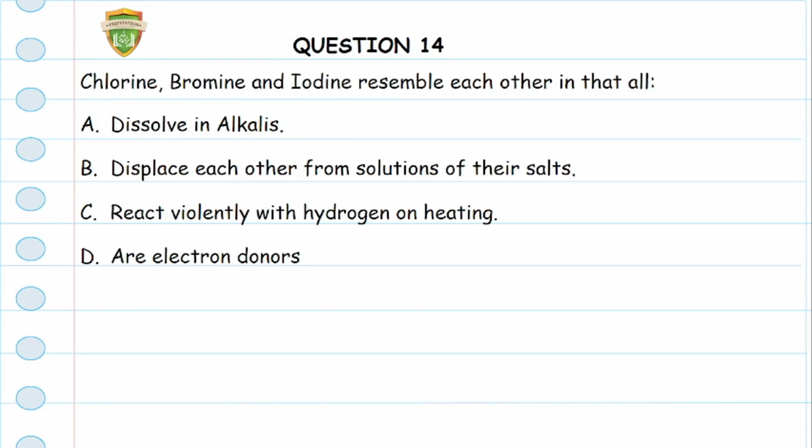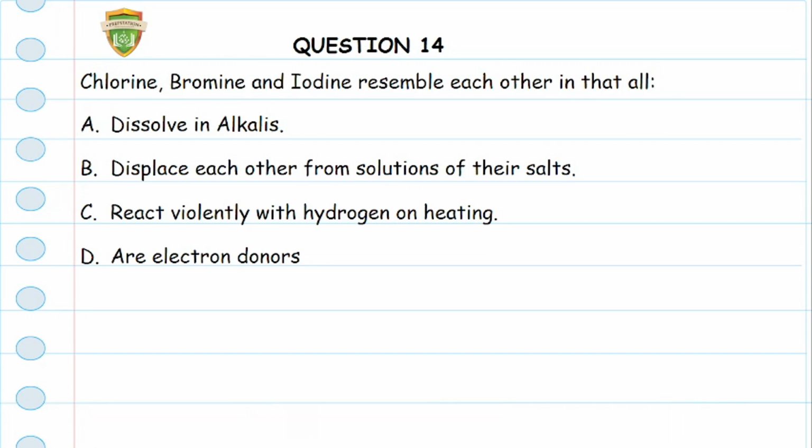Question 14. Chlorine, bromine, and iodine resemble each other in that all. The answer is A, dissolve in alkalis. Now let's disprove the rest. Option D says they are electron donors. This is not possible. They are actually electron acceptors. Why? They are in group 7 of the periodic table, meaning that they have 7 electrons in their outer shell, and they need only one electron to have a complete shell. So they are electron acceptors.